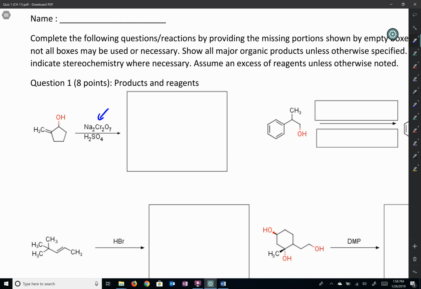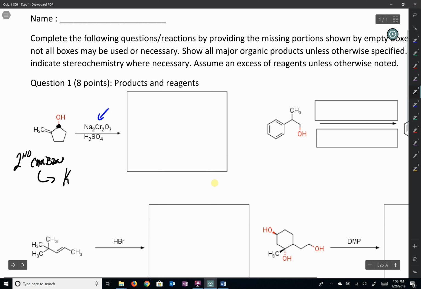Once you identify that we have an oxidation, the next thing to do is take a look at the alcohol itself. We're looking right here at that carbon. We identify that carbon as a secondary, and if we have a secondary carbon with an alcohol, all we can do when we oxidize that is take it to a ketone.